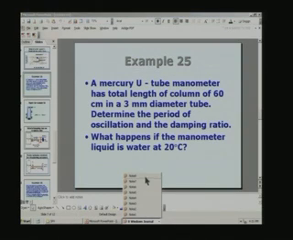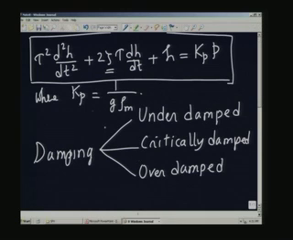So, let us look at this problem. I will work it out on the board. So, this is the U tube transient.